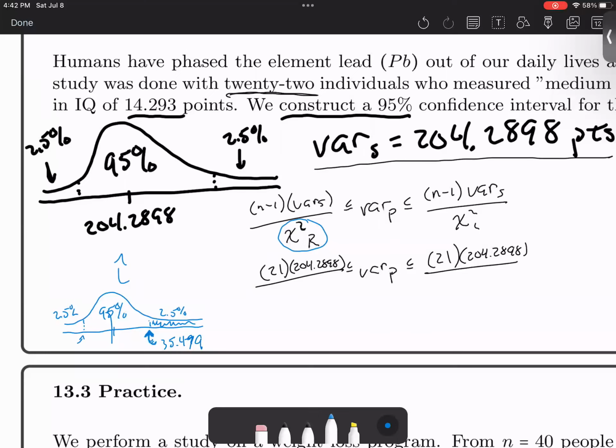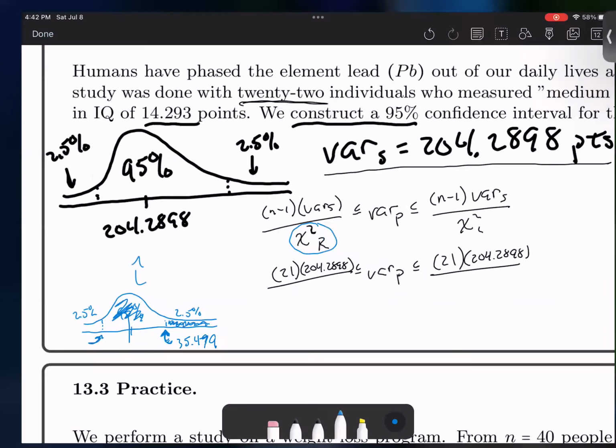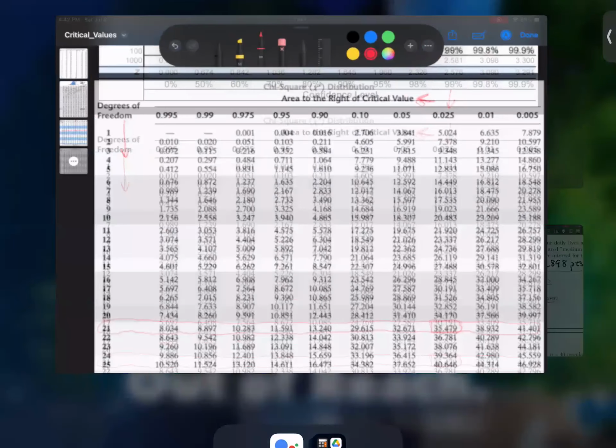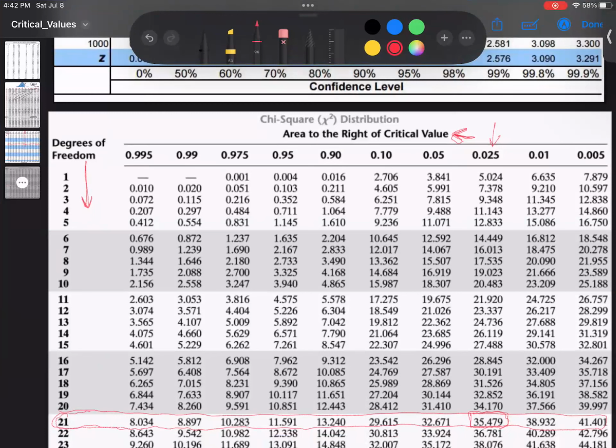All right, what about the chi-square left value? How much area is to the right of that? This 95 plus this 2.5 gives us 97.5% of the area. Again, looking at the same degrees of freedom, which column are we going to choose? The one with 97.5% of the area to the right. The chi-square left value is 10.283.